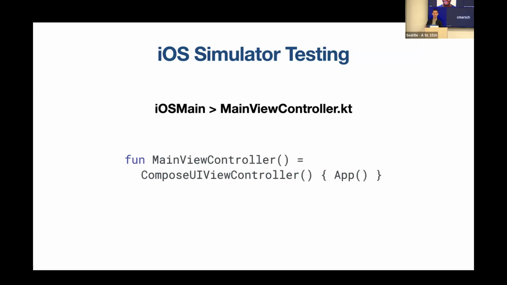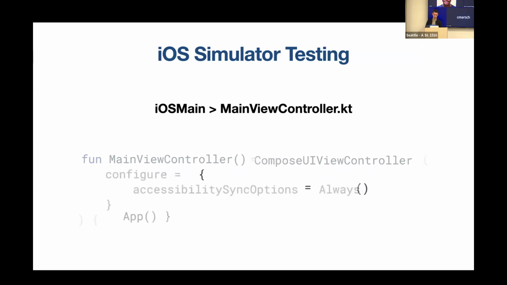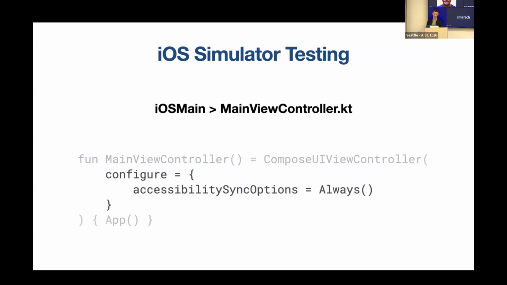And one thing to call out related to the lazy updating of the accessibility tree that I mentioned earlier on iOS: in our Compose UI view controller, there is a configuration option that you'll need to set if you are trying to use the Accessibility Inspector on the Compose Multiplatform iOS app, as the accessibility tree isn't synced in that case on the simulator because it doesn't detect the Accessibility Inspector being an assistive technology service that is listening to that UI.